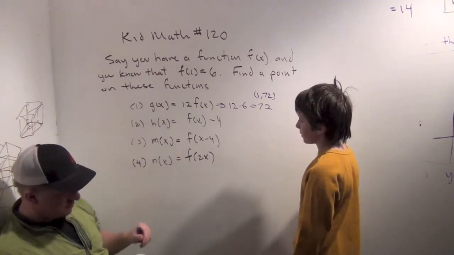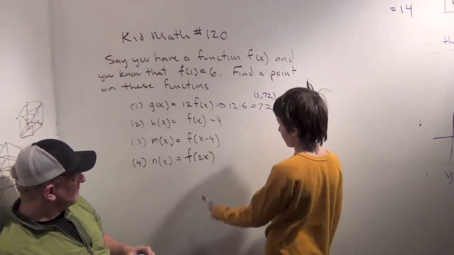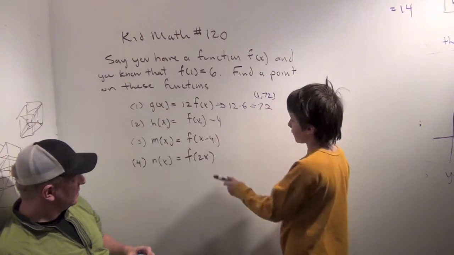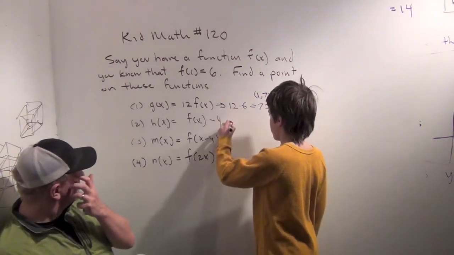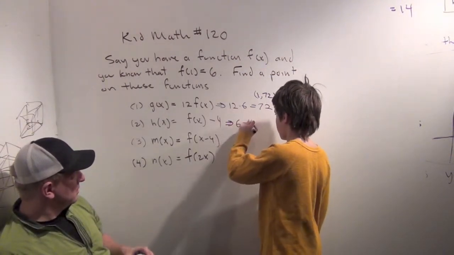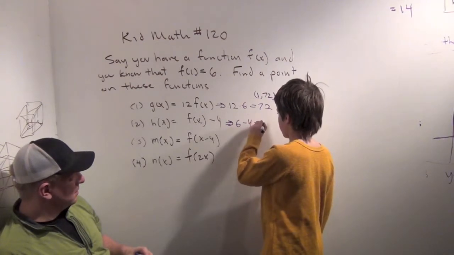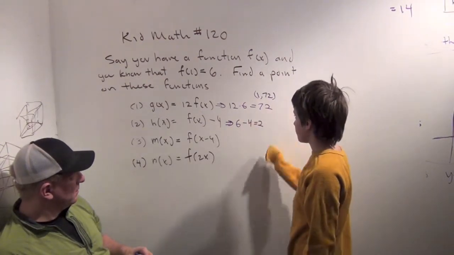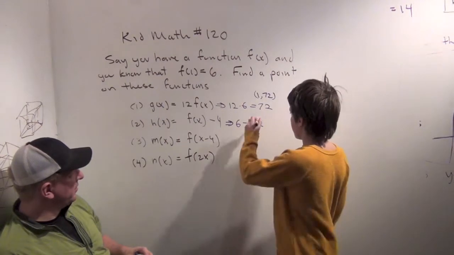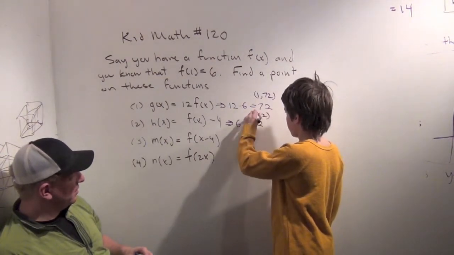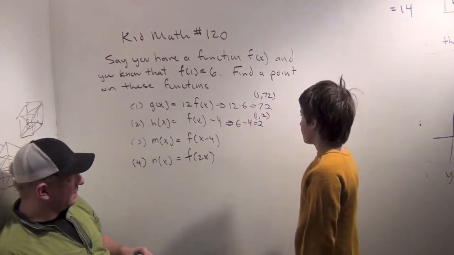So this function, h of x, is just f of x minus 4. Which is 6 minus 4, which is 2. This is the y values of each point. So what is the point on the graph of h of x? 1, 2. Okay.